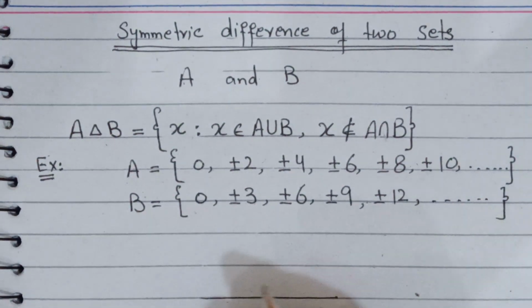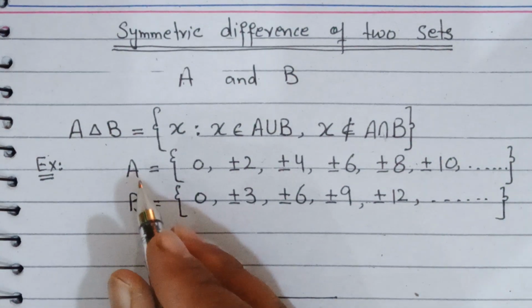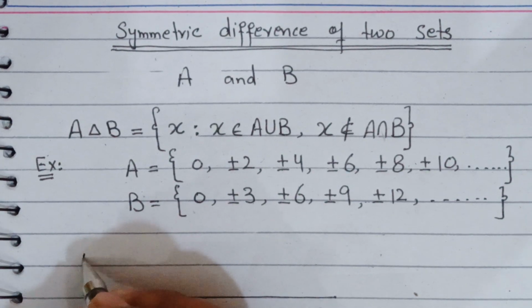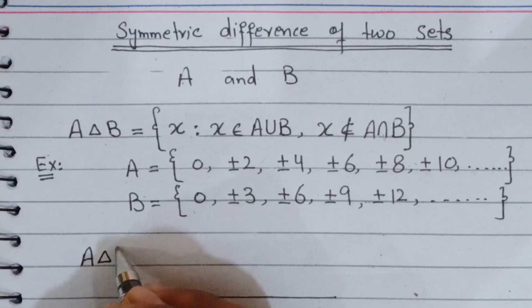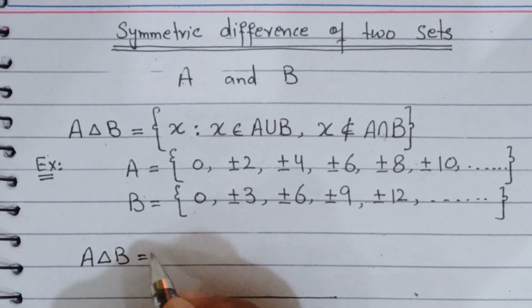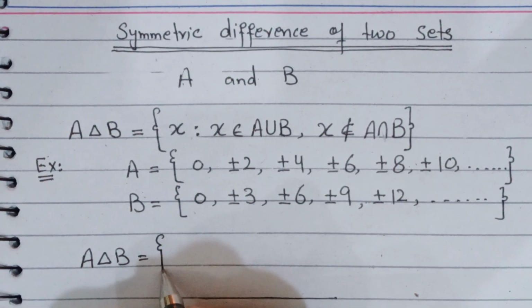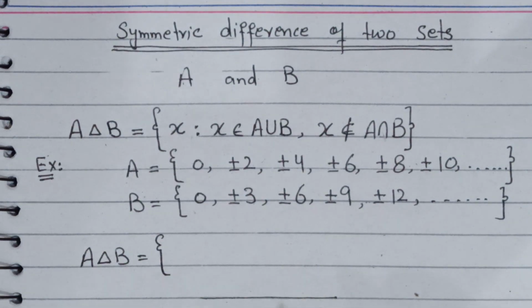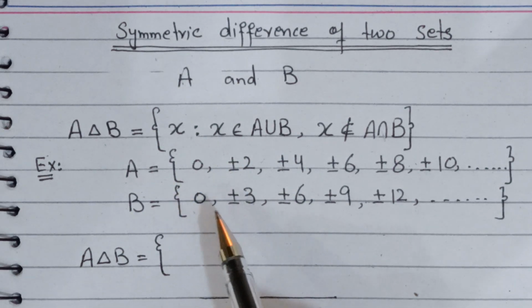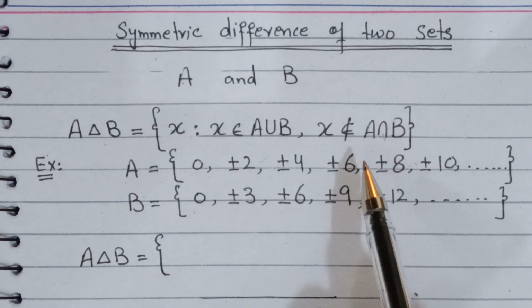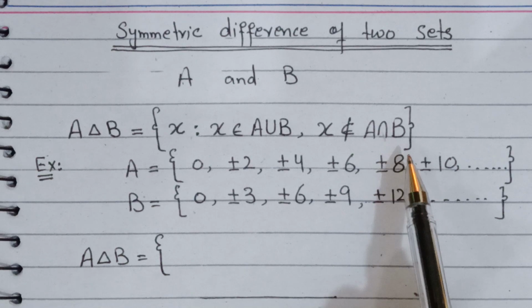So then the symmetric difference of these two sets A and B is obtained, A delta B, which is obtained by taking those elements which belong to the A union B but do not belong to A intersection B.